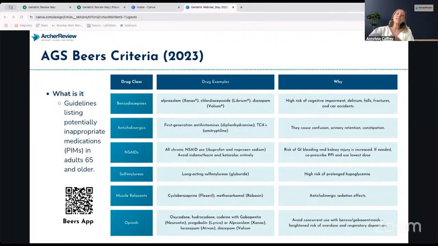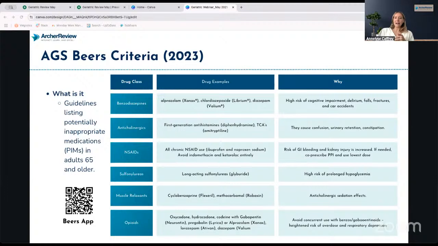But I included here a table for you of really the most common ones, the real big heavy hitters. Take a screenshot of this. We won't talk through all of them because we don't have time today, but things like NSAIDs. NSAIDs on the Beers criteria list are really considered a no-no in older adults because of the risk of GI bleeding and the risk of kidney injury. So they really say if you have to use an NSAID for things like osteoarthritis, you have to co-prescribe it with a PPI to protect their stomach. That's really good information to know.